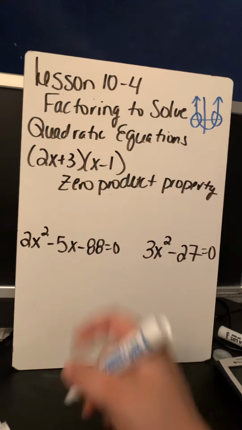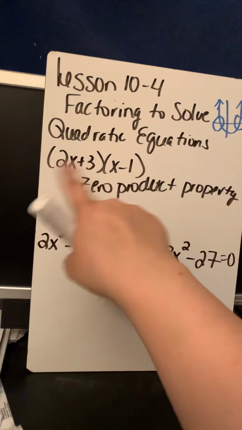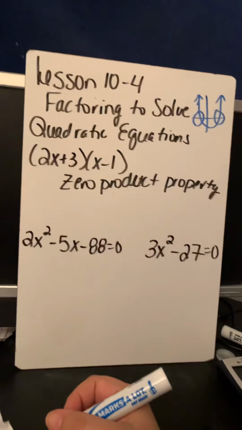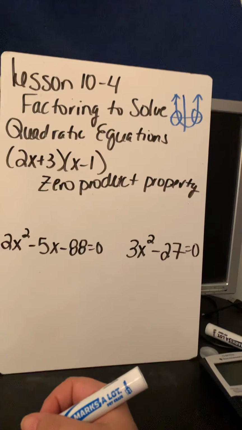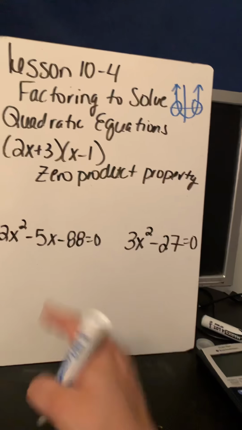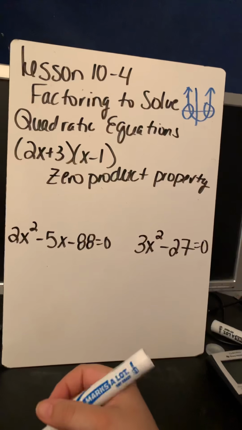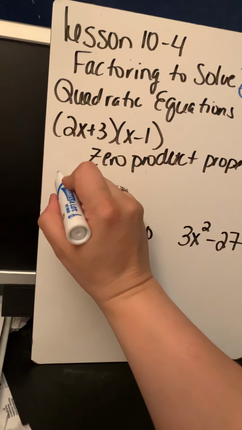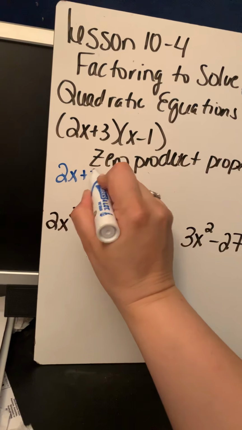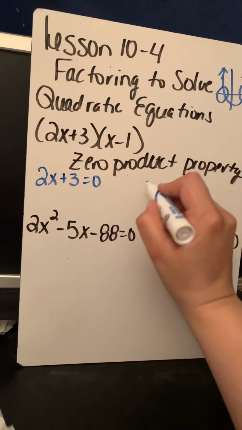So we're going to use something. I already factored one out for you. You guys are so good at factoring by now. We had those big, huge worksheets that we had to do, so we should be pretty good at factoring. So we're going to use what we call the zero product property. That means you take each of your factored parts and set it equal to 0.